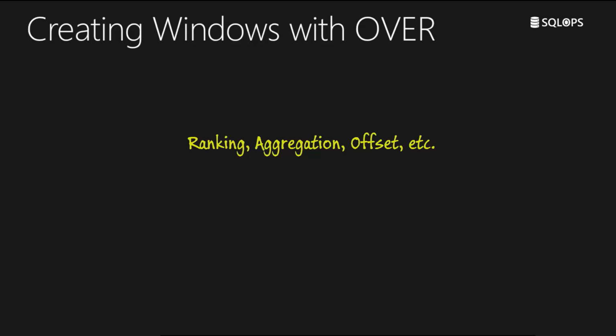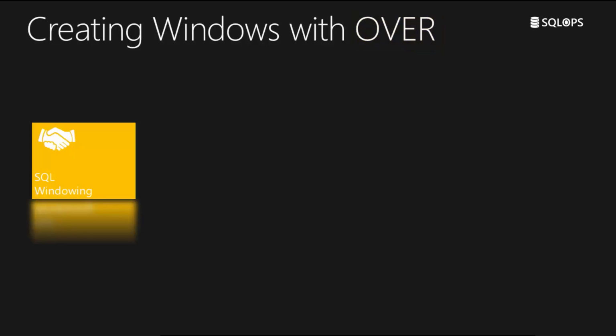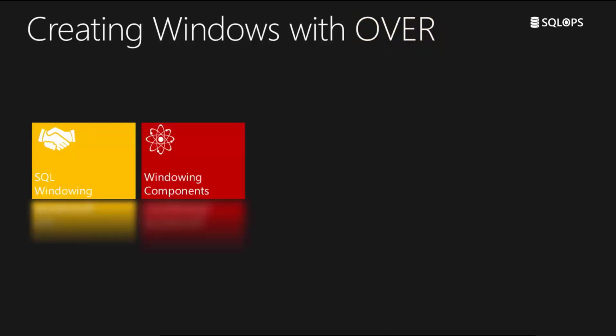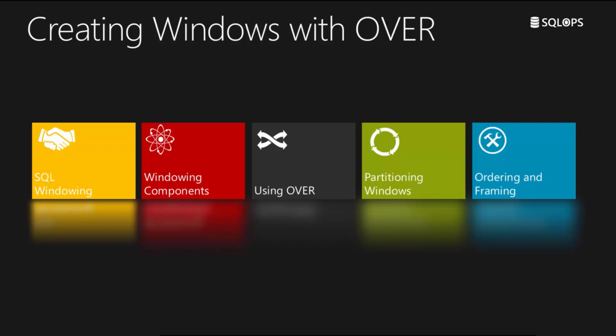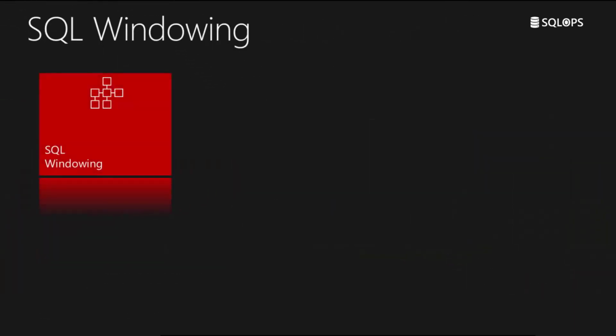comparisons between rows. In order to use these functions, you will need to write queries that define windows or sets of rows. You will use the OVER clause and its related elements to define the sets for the window functions. In this lesson, you will learn the different windowing functions, the different components for windowing, and how to write queries that use the OVER clause with partitioning, ordering, and framing to define windows. Let's get started with SQL windowing.